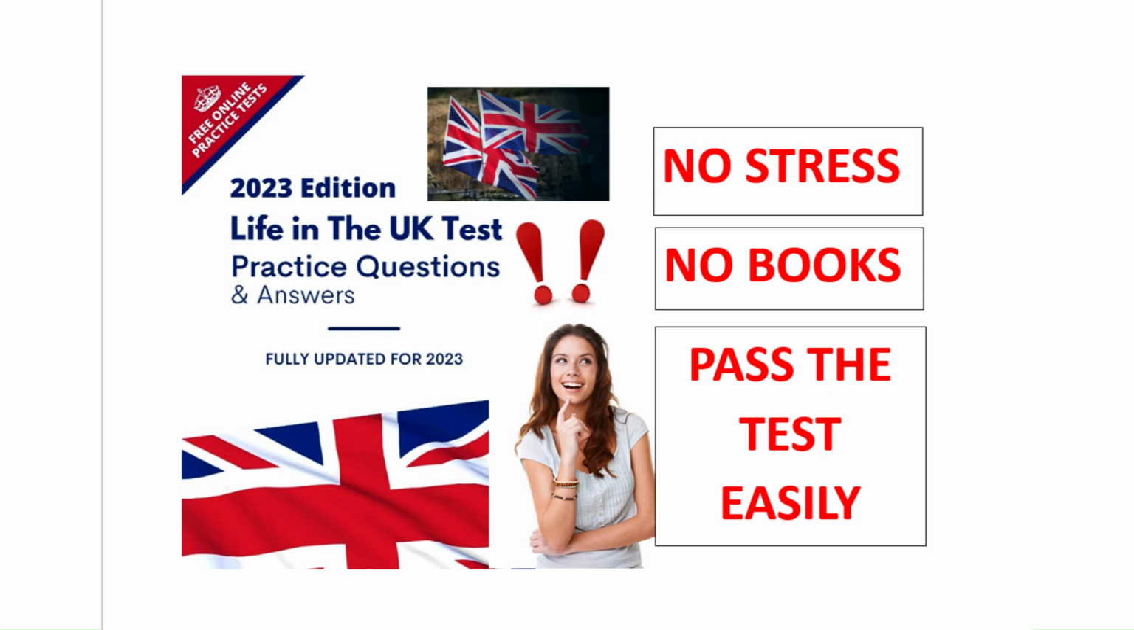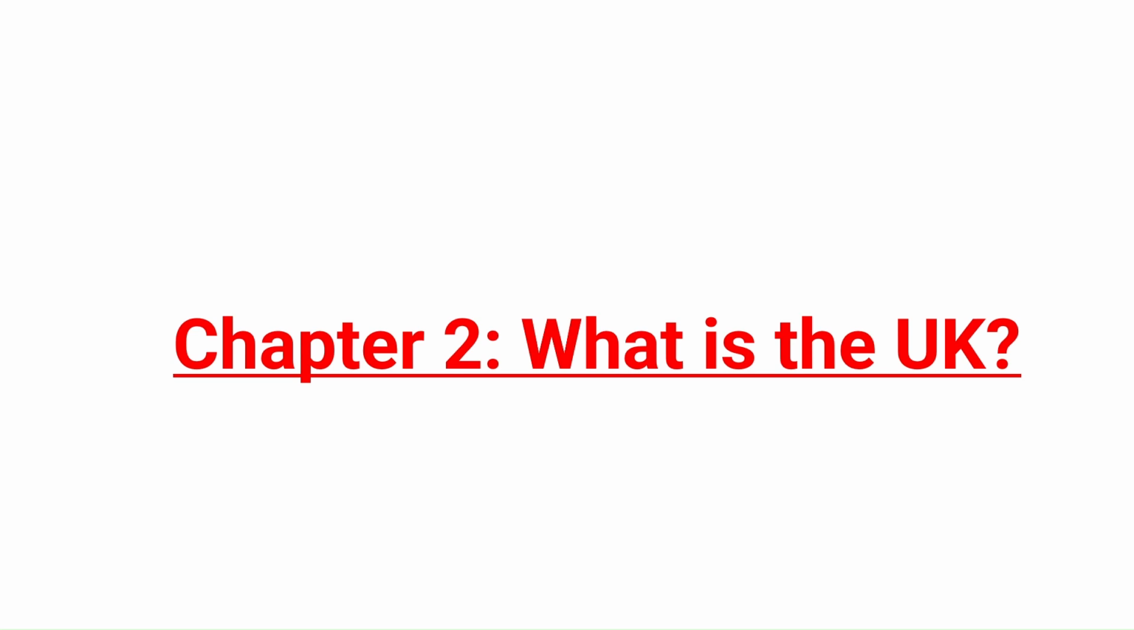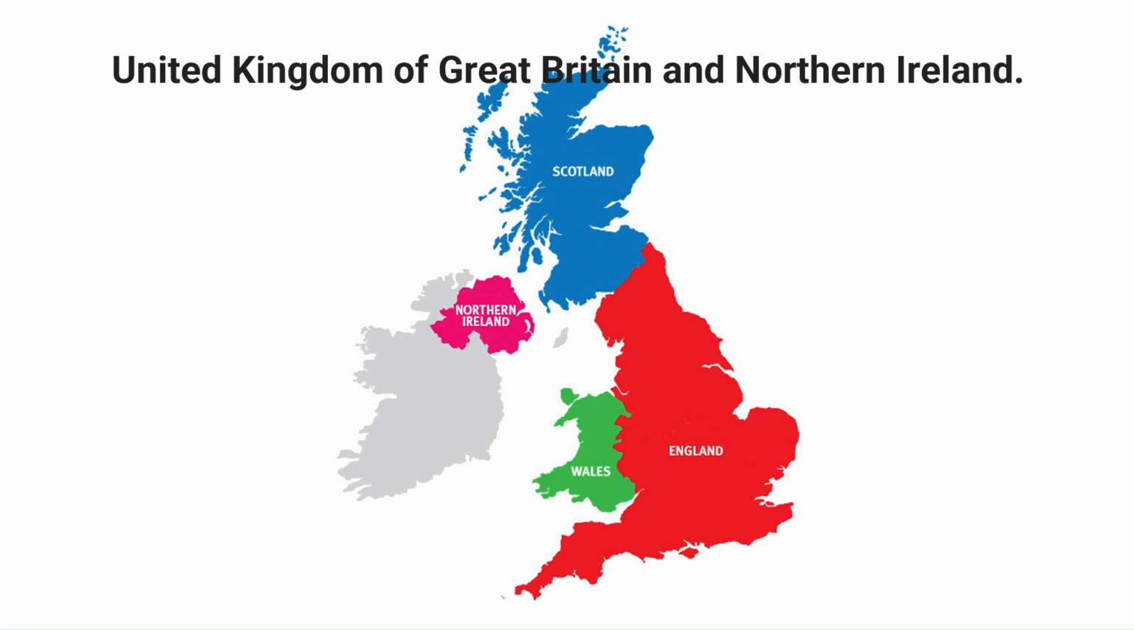Hi all, in this video we're going to discuss chapter 2. This is the shortest and easiest chapter in the official study guide. It explains what the UK is. The UK is made up of England, Scotland, Wales and Northern Ireland. The rest of the island is an independent country.